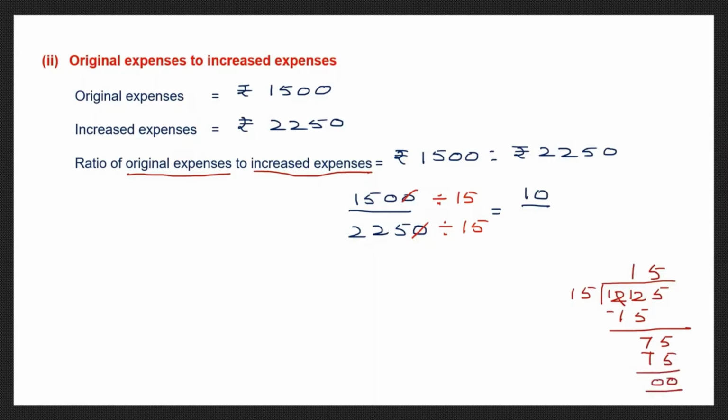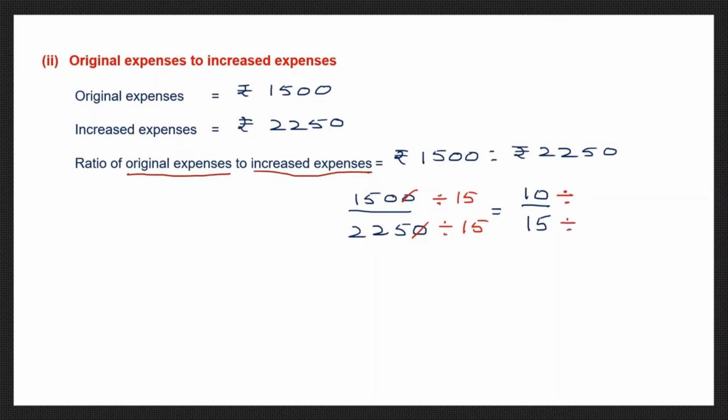So I have 15 as my denominator here. Now I can reduce this further. I can divide both by 5 again. 5 2s are 10 and 5 3s are 15. So I've got my fraction. My fraction is 2 by 3 and my ratio is 2 is to 3. So my final answer is 2 is to 3.